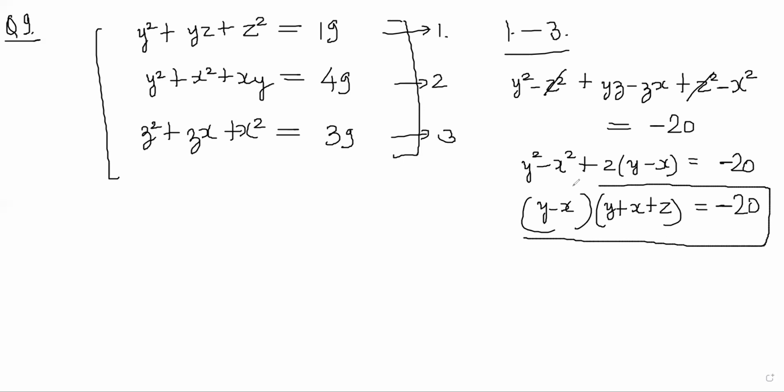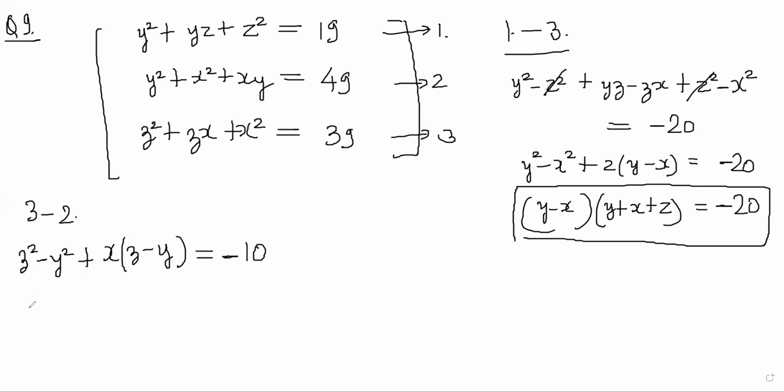Okay, so I will follow the same pattern and do another subtraction. I will do 3 minus 2. If I do 3 minus 2, I should get z square minus y square, x square will cancel, plus zx minus xy. So x into z minus y is equal to minus 10 now. So this will become z minus y common. You will get z plus y plus x is equal to minus 10, right?